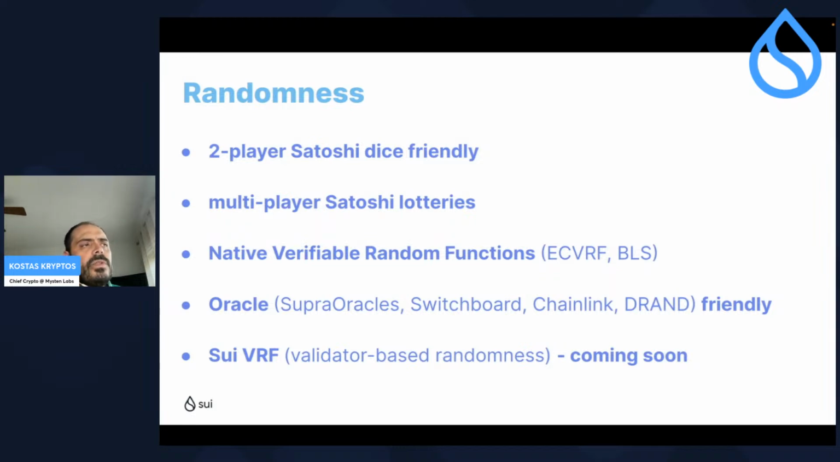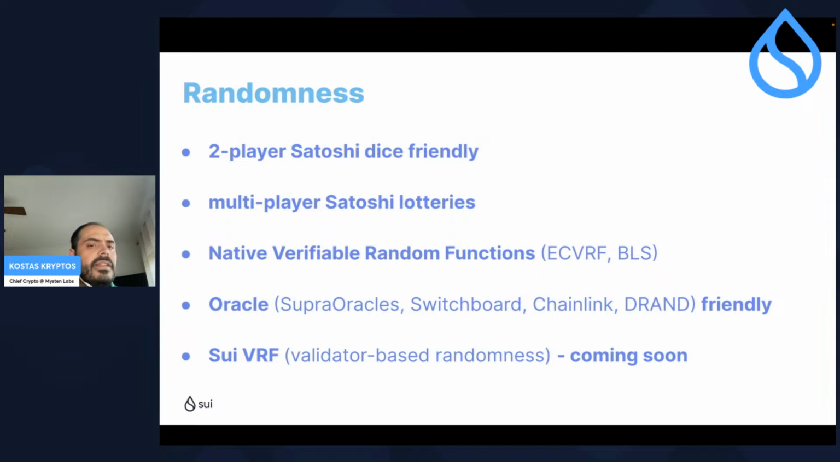The other thing is, which is more difficult, how you can convert this into a multiplayer lottery. And you will see we're doing a very smart trick where people, with just coin flip, can implement in multiple rounds a multiplayer lottery. Then we also support some native verifiable random functions. I will also show you how to use this. And obviously, as any other blockchain, we have support for oracles. And natively, you can even find some examples about DRAND.